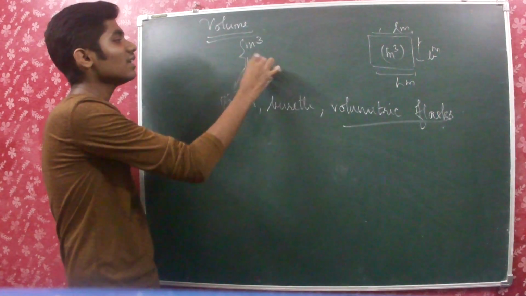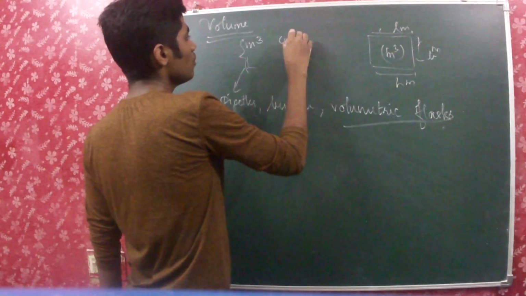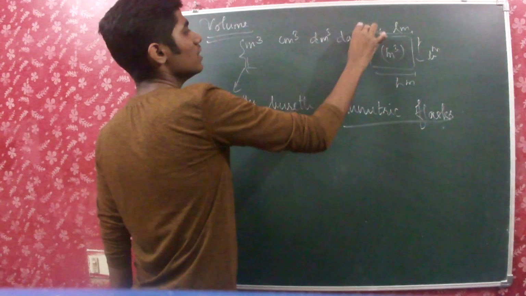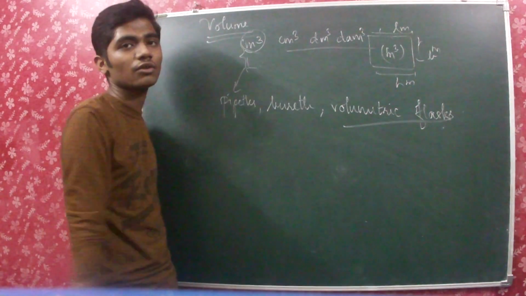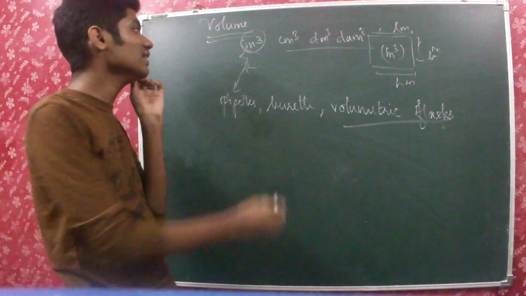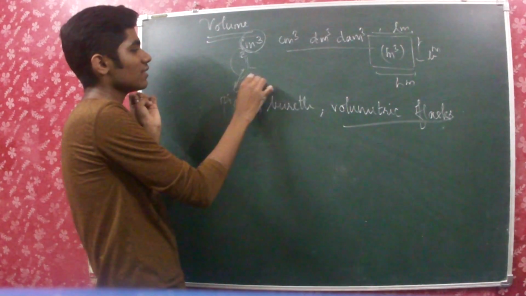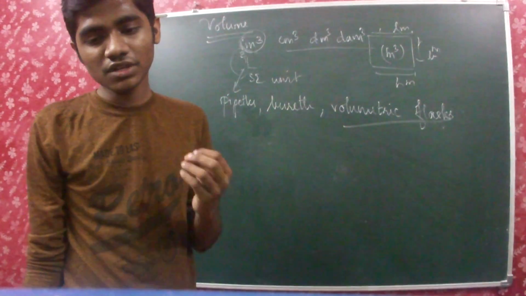So meter cube and liter are the units of volume. Also we have centimeter cube, decimeter cube, decameter cube. All these are units for volume, but the SI unit is meter cube. Liter is not SI, I am sorry. Meter cube is the only SI unit for volume, but liter is also used to measure volume.